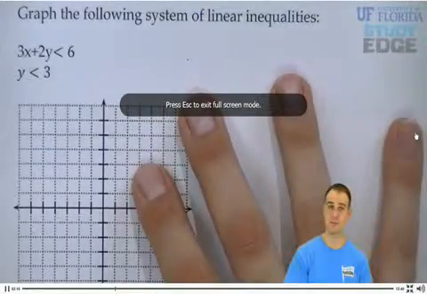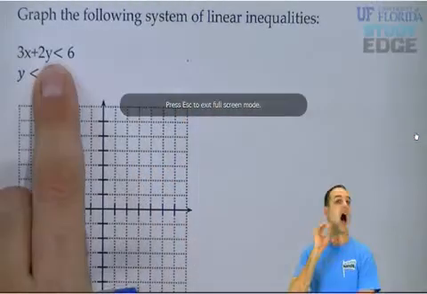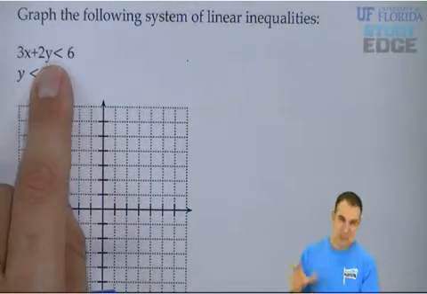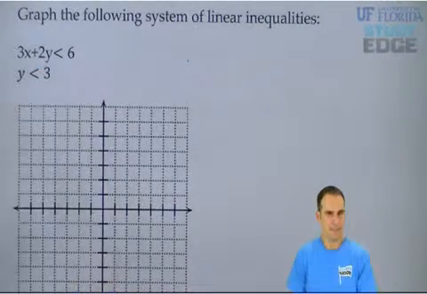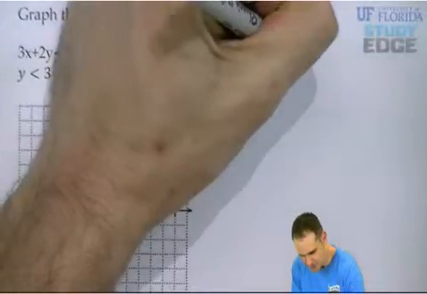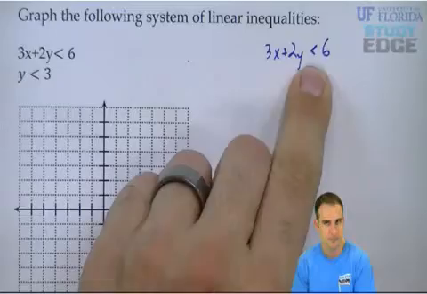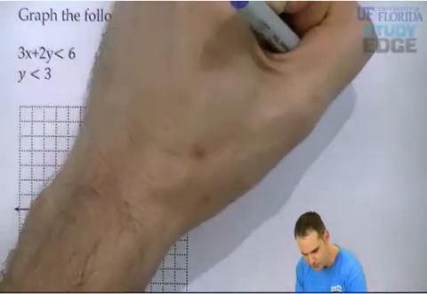Got the following system of linear inequalities. This first one is not y equals. You have to solve for y. It usually takes about 2 steps. 3x plus 2y is less than 6. Remember, treat this like an equal sign. Subtract the 3x from both sides.